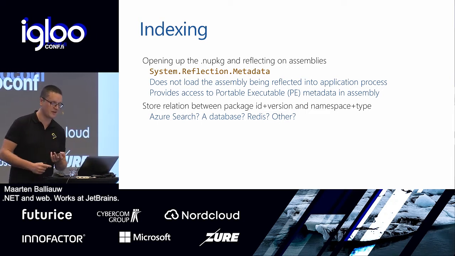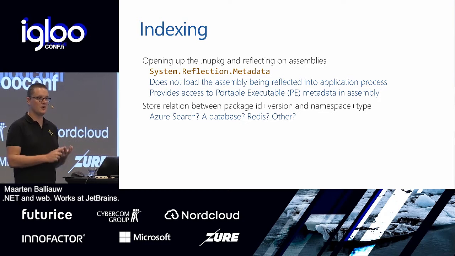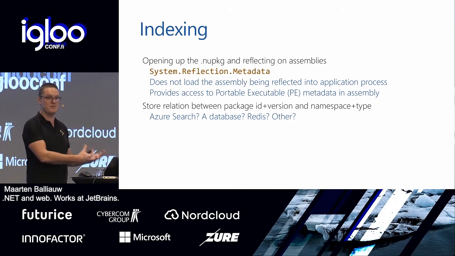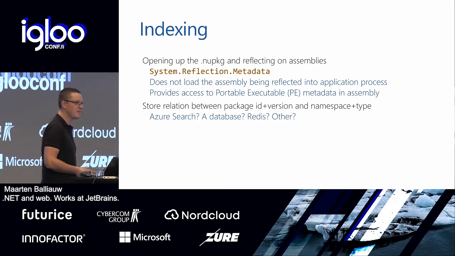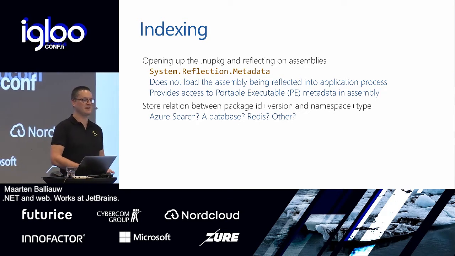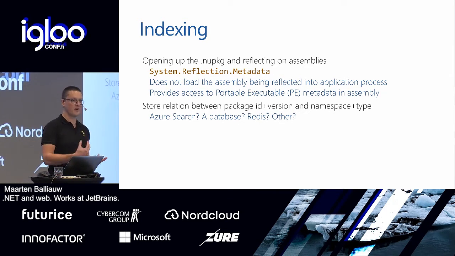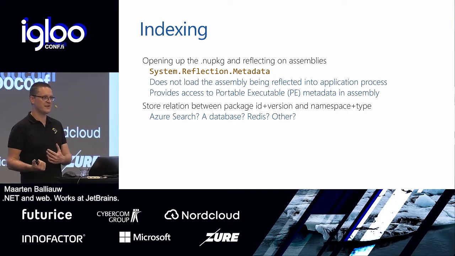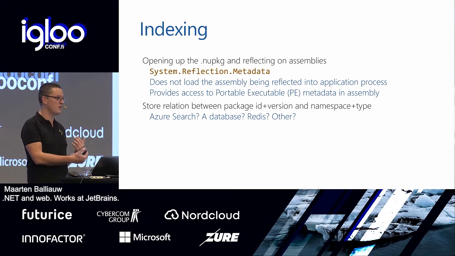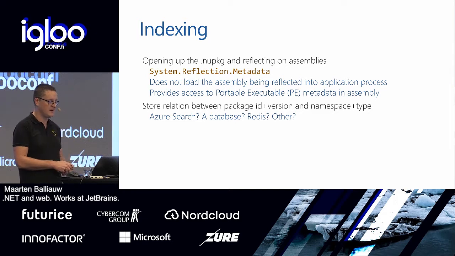There's chances of all things going wrong, so you don't want to load those assemblies, but you still want to have the metadata that is in there. Turns out, since .NET Core, there's a nice package called System.Reflection.Metadata that you can use to open up a stream to an assembly and look at whatever is in there. It doesn't load the assembly into the process.